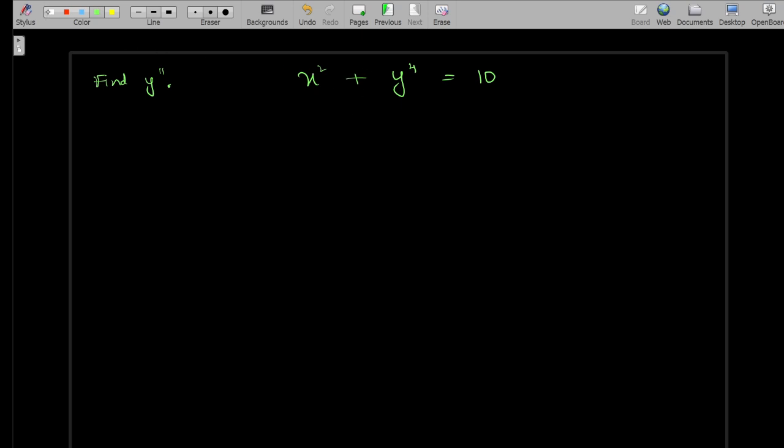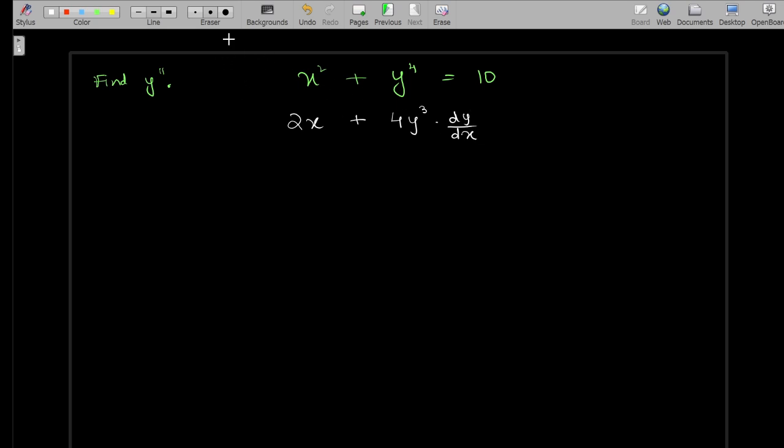Okay, so first let's differentiate it first time. So what will you get when you differentiate x square? 2x. Okay. Then what do you get when you differentiate y raised to 4? 4y cubed. And also there will be the term of dy over dx, because it's y prime.